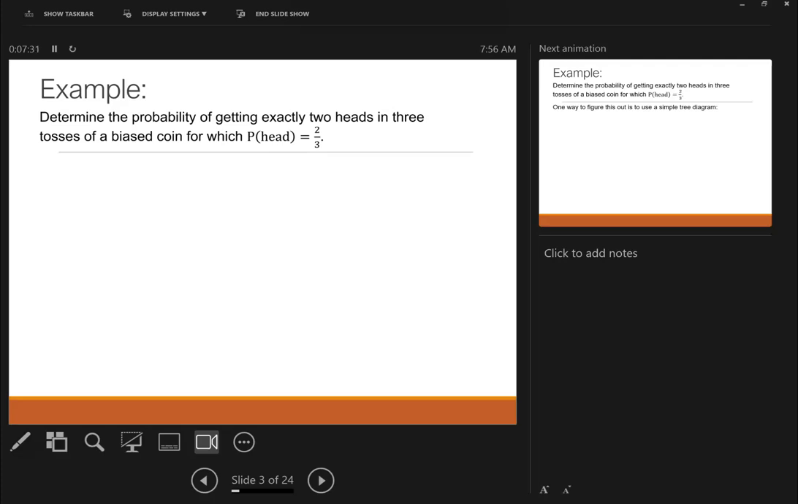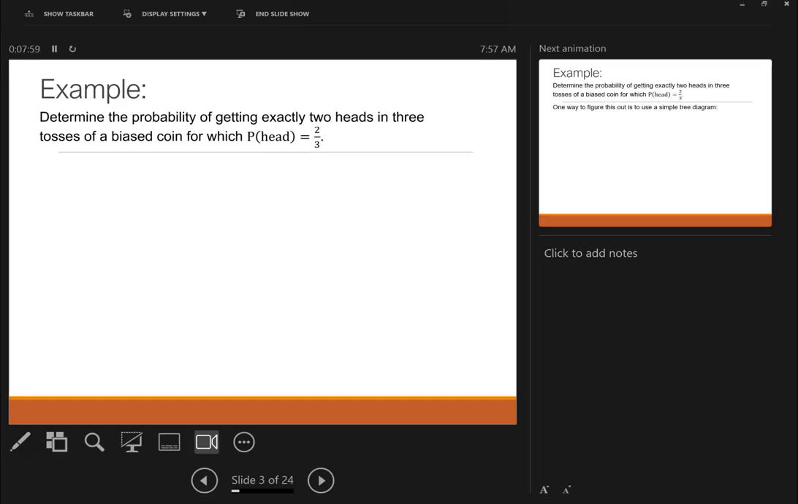All right. So here we say determine the probability of getting exactly 2 heads in 3 tosses of a biased coin, where the probability of heads is 2/3. So you have a weighted coin that comes up heads 2/3 of the time, and you want to calculate the probability of getting exactly 2 heads in 3 tosses.